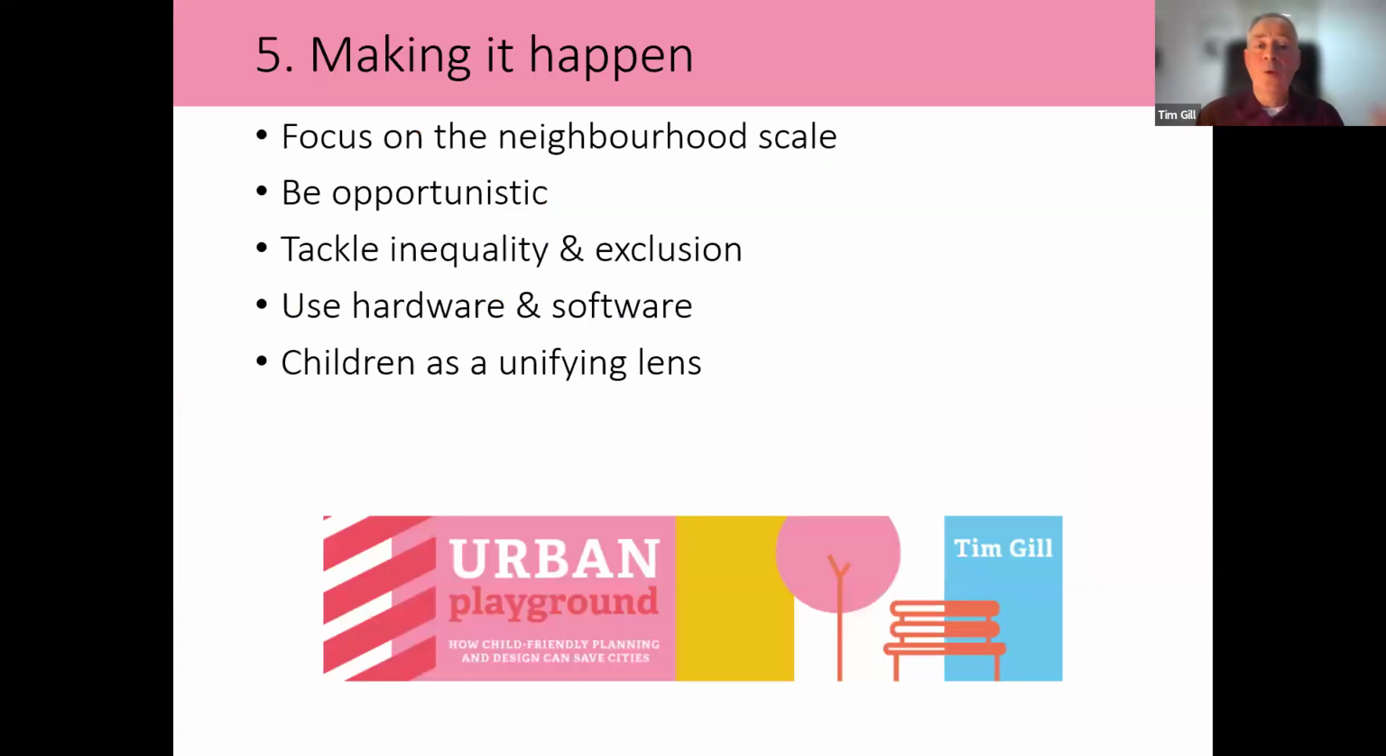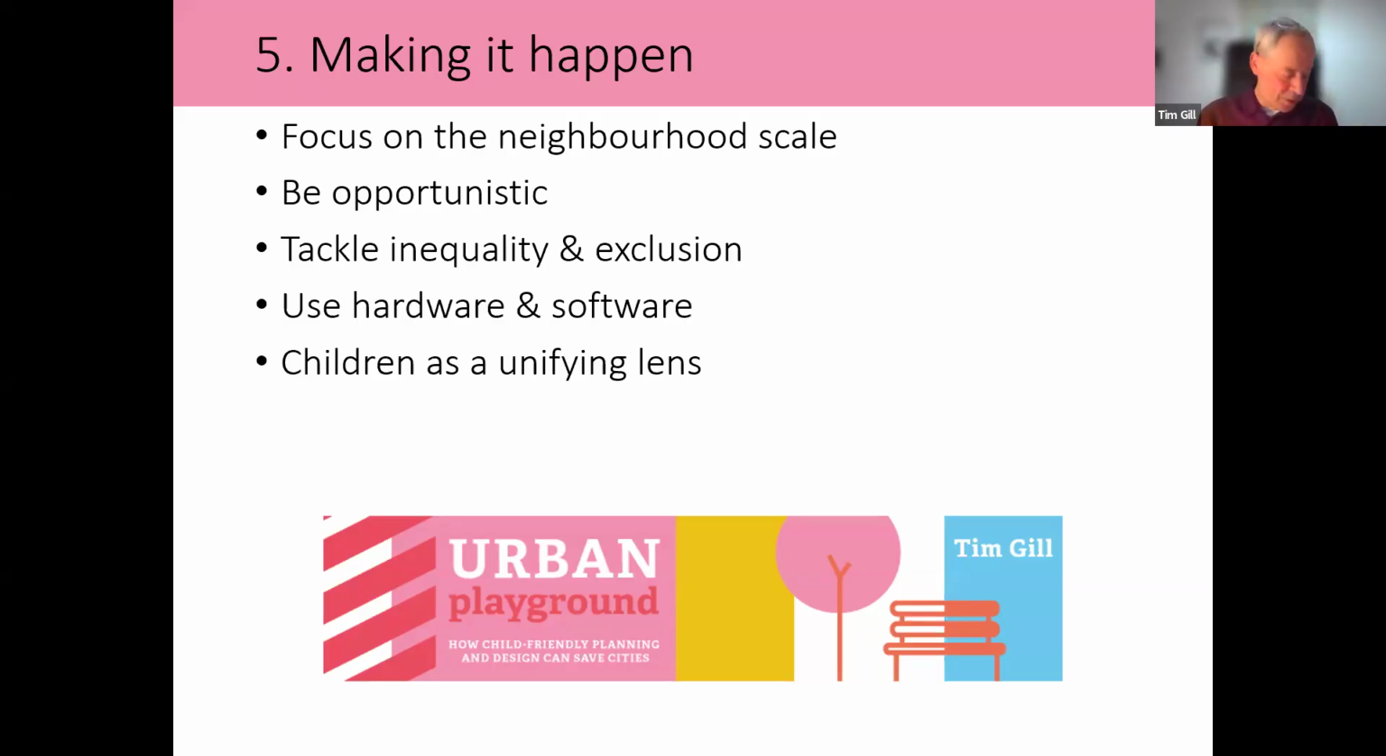Okay, how do we get all this to happen? I'm going to offer five recipes or smart ideas. I've talked about this already. Focus on the neighborhood scale where you can. Don't just start with a single space or a single street, but look at how you can connect that with how families use neighborhoods. Where are the places that families are going to be every day? This is why school streets are such a great idea, because they do exactly that.